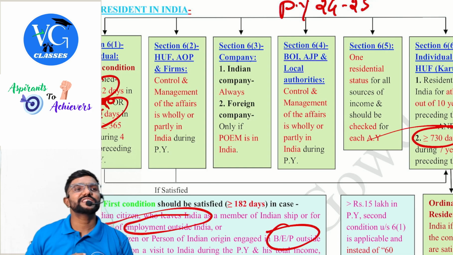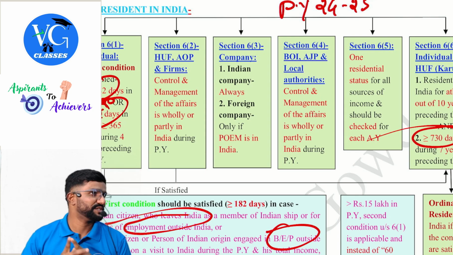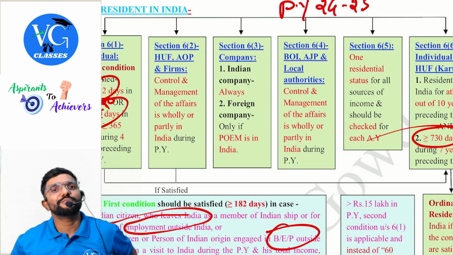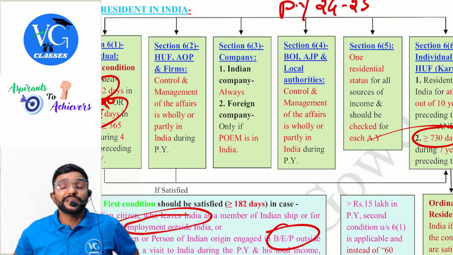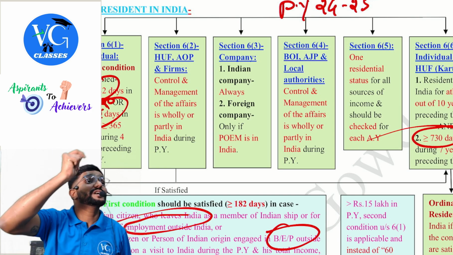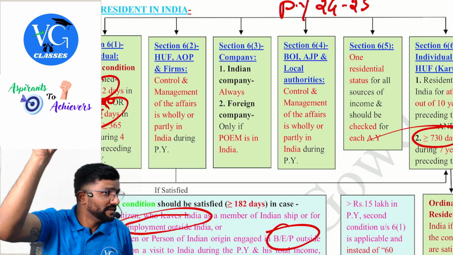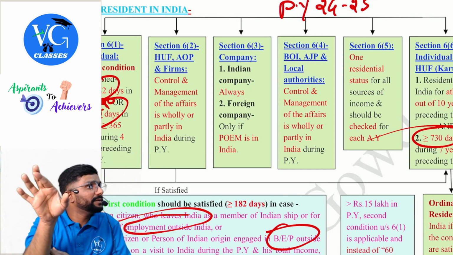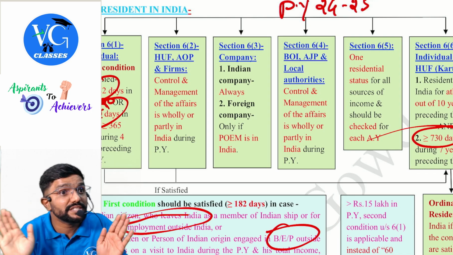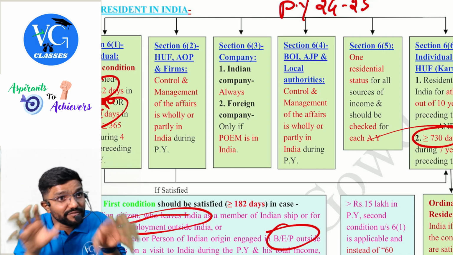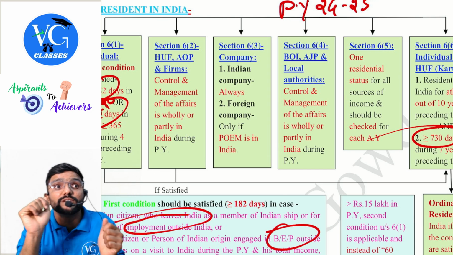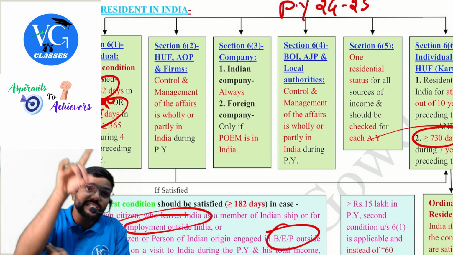So for section 32, it is 180 days. If the asset is acquired and put to use for less than 180 days during the previous year, you will claim only 50% of normal depreciation. 50% is not the depreciation rate. Assume the depreciation rate on furniture is 10%. You will claim how much? 5%. This is for section 32.